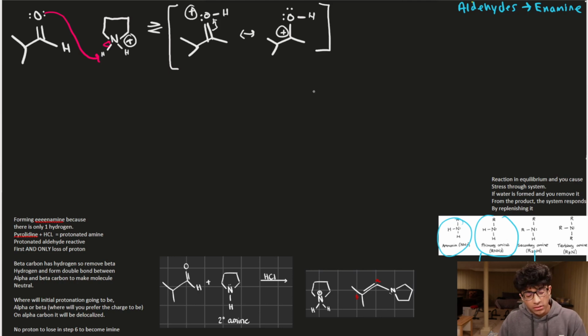Now we have this carbon. Now this aldehyde, I don't know if it's an aldehyde anymore. It's an aldehyde, yeah, but it's activated. It's reactive, and it's reactive as hell. So now this amine, the secondary amine, is gonna attack it right here.